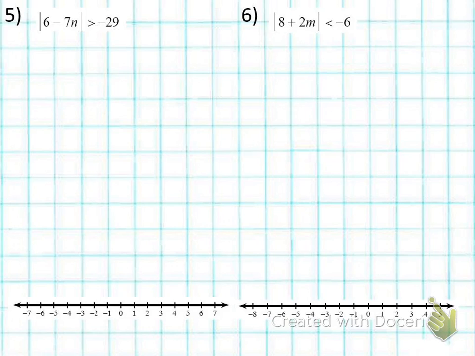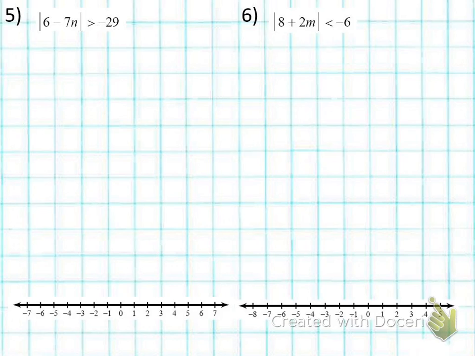So we should still think about the problem, but now let's think about what values of n can make it positive, okay? You don't have to work this out, but let's think about it. What if I put a positive number in here? Positive 5, for example. Let's test it. Negative 7 times 5 is negative 35. Negative 35 plus 6 is negative 29. Is the absolute value of negative 29 greater than negative 29? Yes. But is 29 greater than negative 29? Yes, it's true.